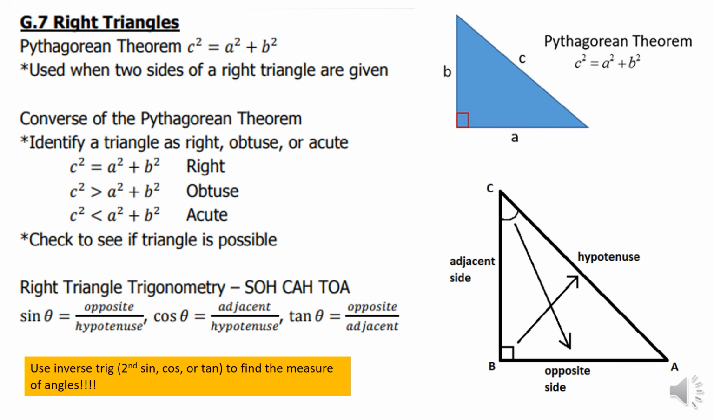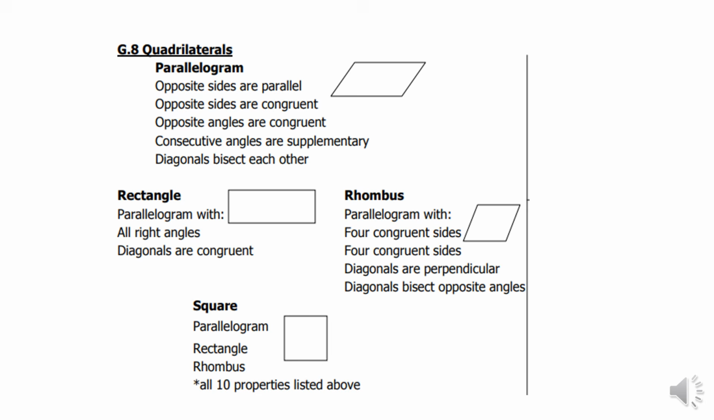And if you need to find an angle measure given two sides, you want to use inverse trig, which is when you do second sine, second cosine, or second tangent. Also remember, put your calculator in degrees. It will be in radians when you start. Make sure you switch and put it into degrees.